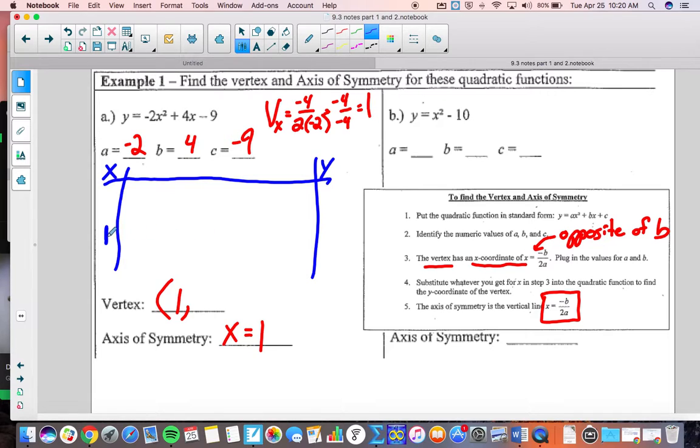Our input that we're going to start with on this table for a parabola goes right there. Now everywhere I see an x, I'm putting a 1 in place of that. Make sure you put parentheses around what you're substituting in. So negative 2 times, not x, but negative 2 times 1 squared, because I'm still squaring whatever that x value is, plus 4 times 1 minus 9.